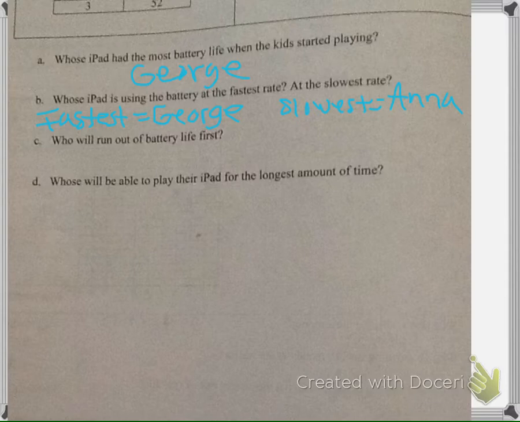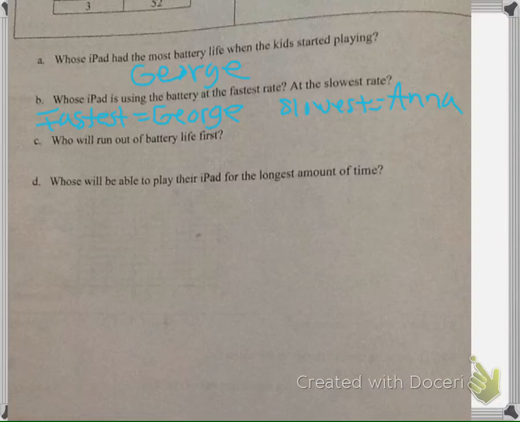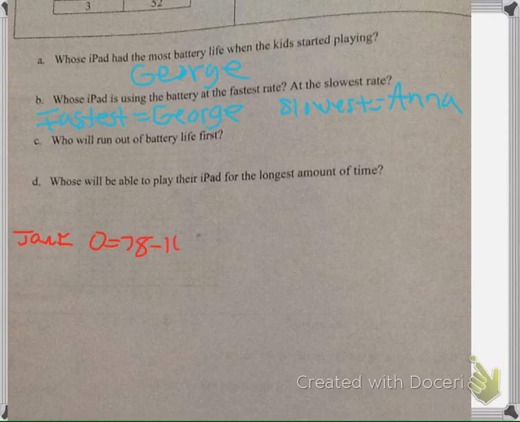Who will run out of battery life first, and who will be able to play their iPad for the longest? So here's why I want you to show some work. We're going to use each equation. So I'm going to have Jack. And I'm going to substitute 0 in for y, which is the percent. So when he's at 0%, we're going to solve for x to find out how long it takes for him to get to 0%. So now I'm going to solve.